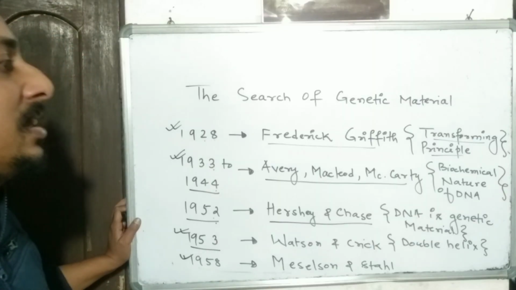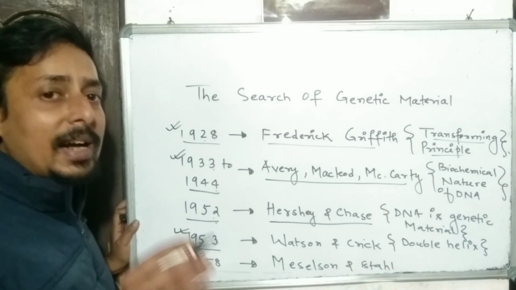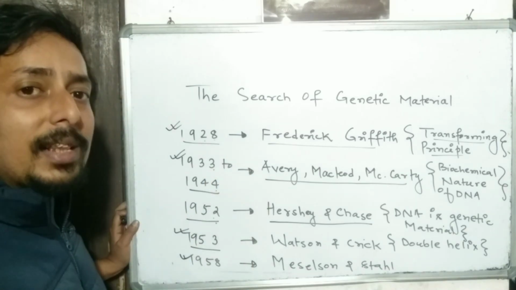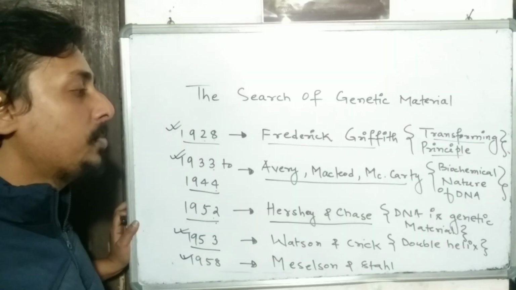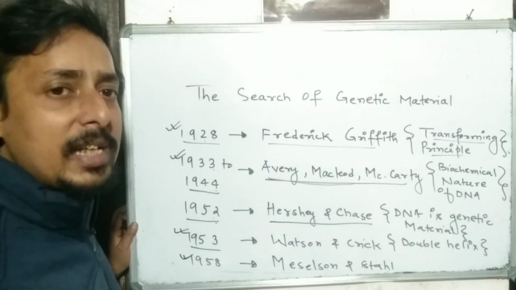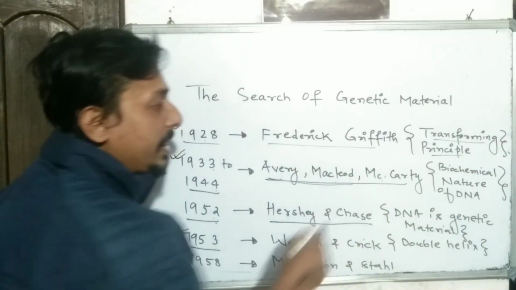So again, very quickly, let's see the scientist that made it clear that yes, something called genetic material exists: Griffith. Then the chemical nature of the genetic material, they tried to prove, but they were not sure. They said it's DNA, but they were not sure. Three scientists, Avery, McLeod and McCarty.